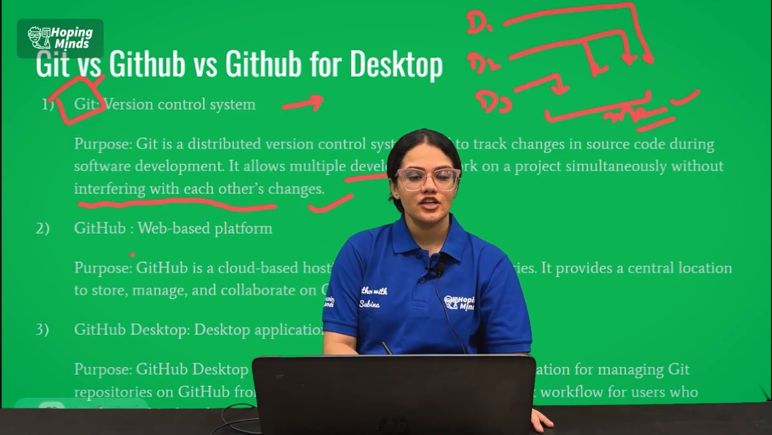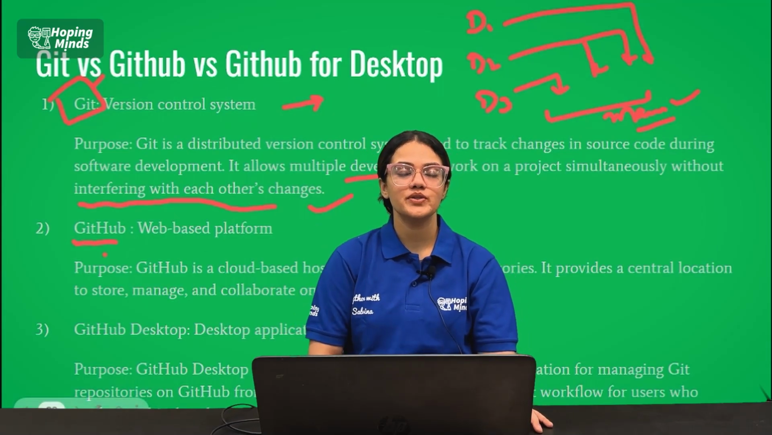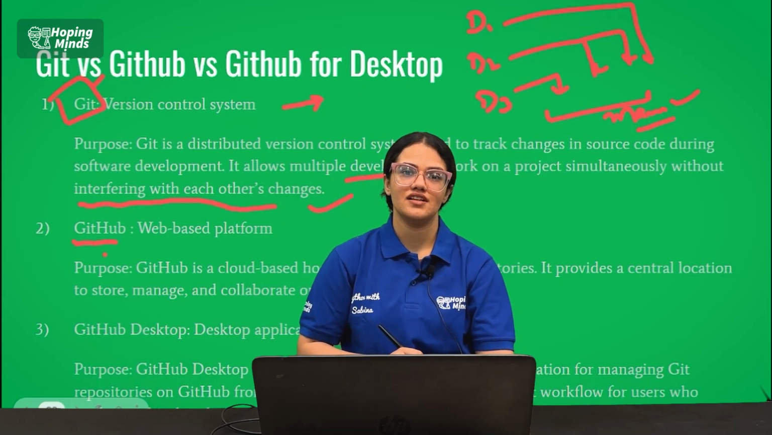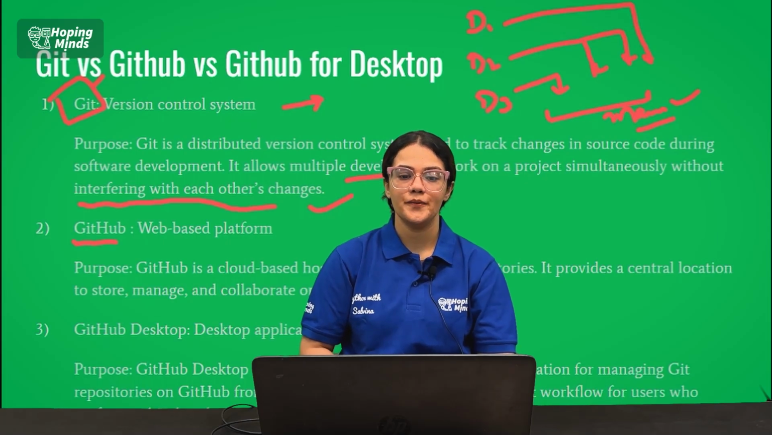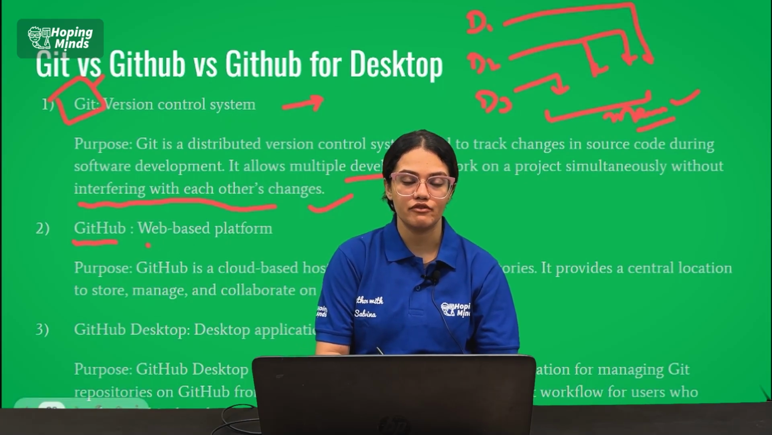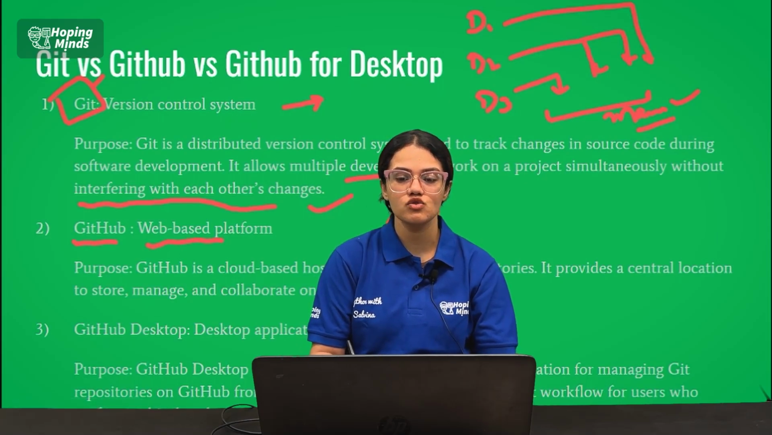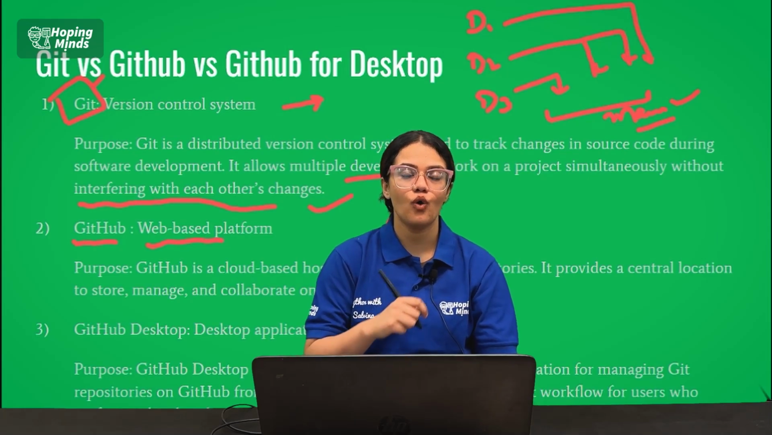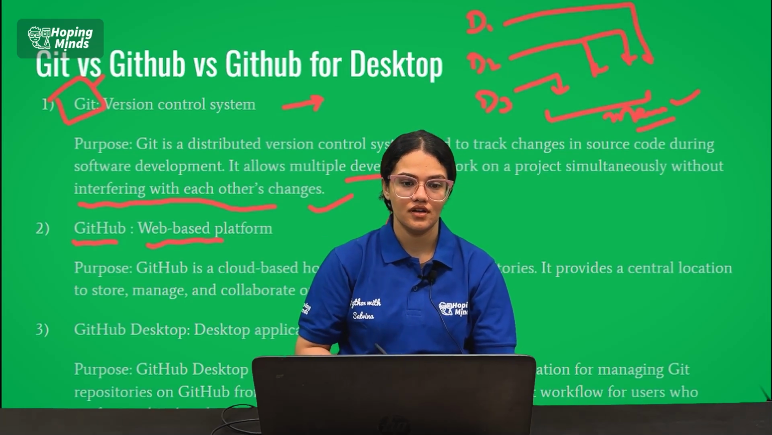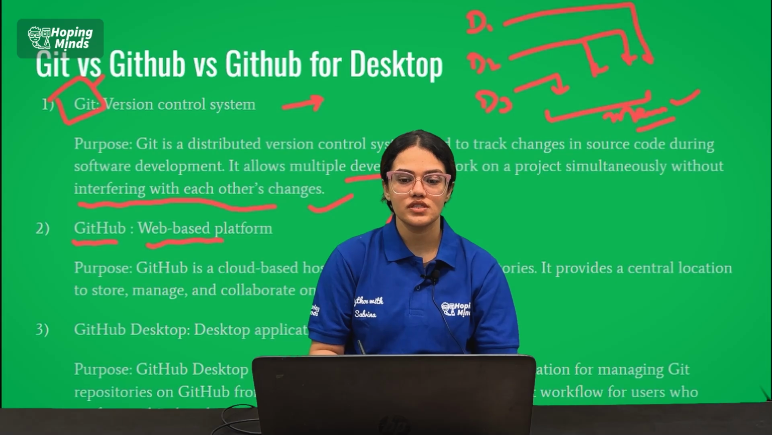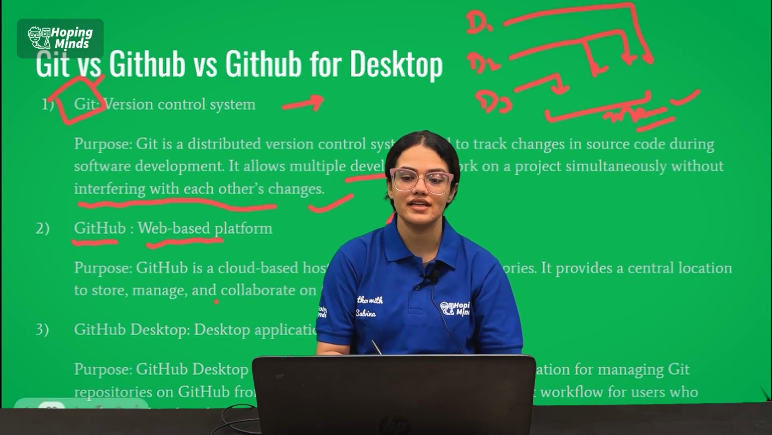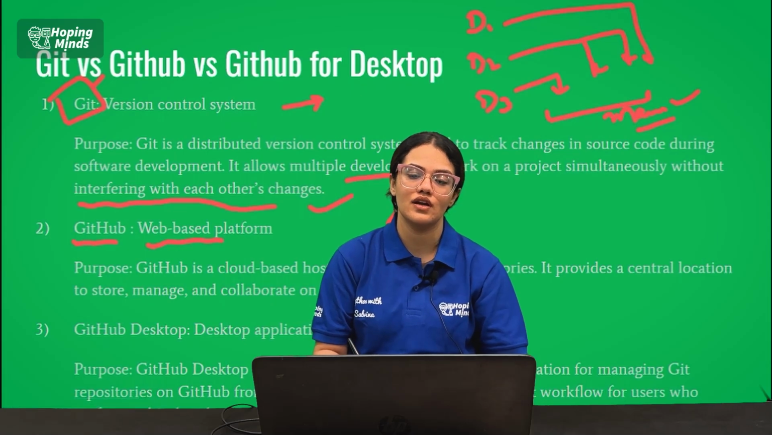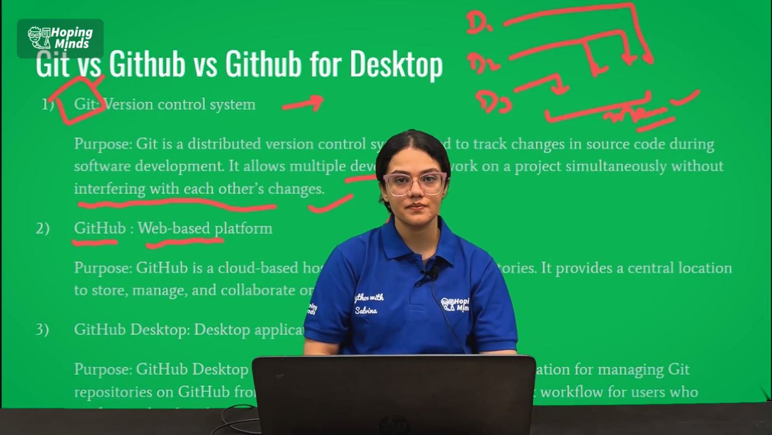All right. So another term which I have is GitHub. As the name itself suggests, it is a hub for all the Gits, right? So it is a web-based platform. It is just a hub where all the Gits are stored. It is a cloud-based hosting service for Git repositories, as simple as that. It provides a central location to store, manage, and collaborate on Git repositories.